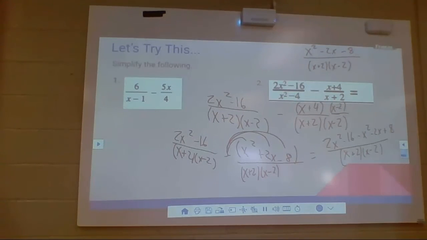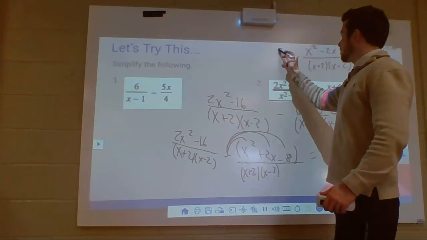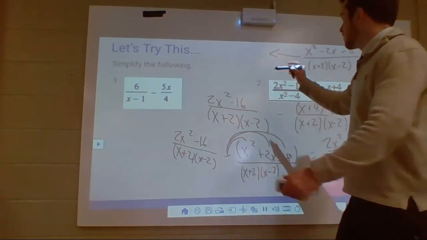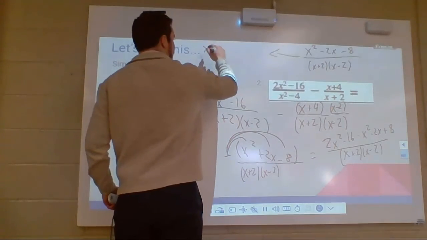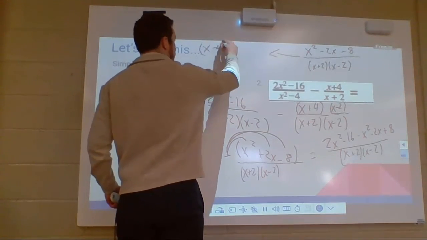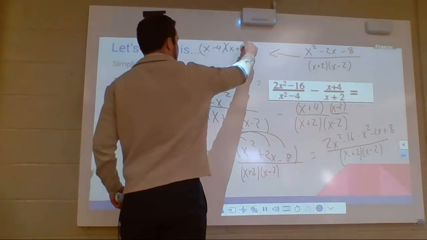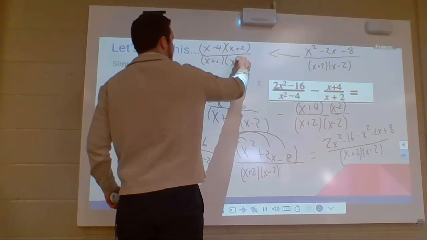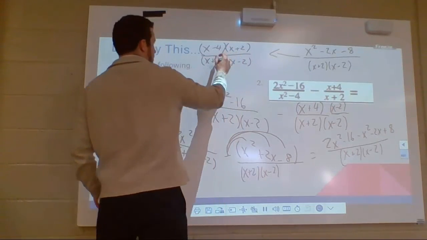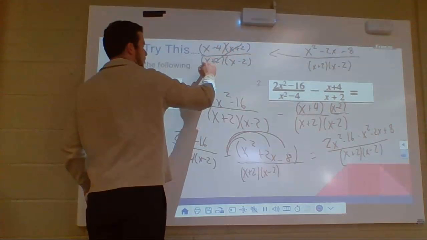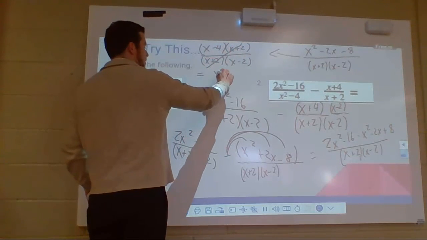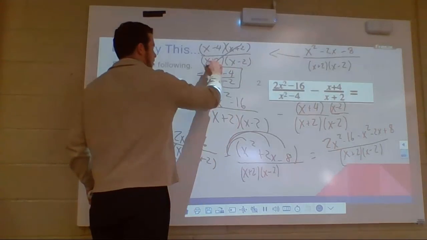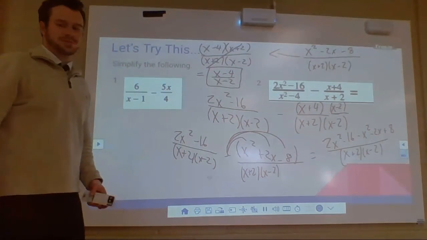Now, let's check this out. I can actually go one step further. I can factor x squared minus 2x minus 8. And that's going to factor as x minus 4 times x plus 2 over x plus 2 times x minus 2. Well, these x plus 2's, we have one in the denominator and one in the numerator. They will cancel. And that will leave us with x minus 4 over x minus 2. There's our final answer. All of that led us to that answer.